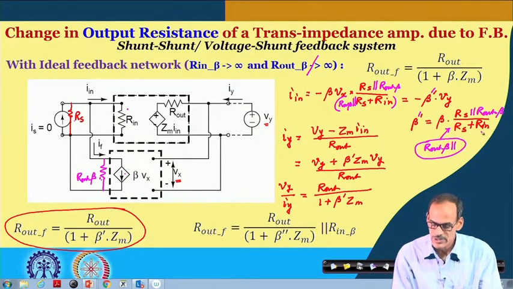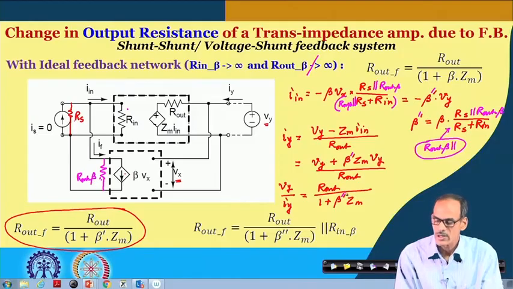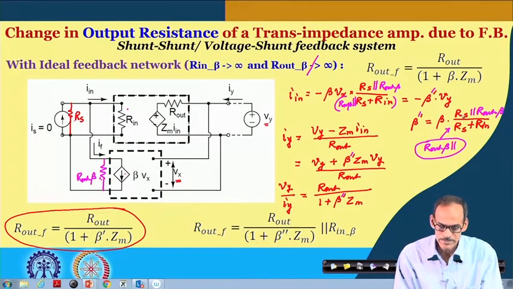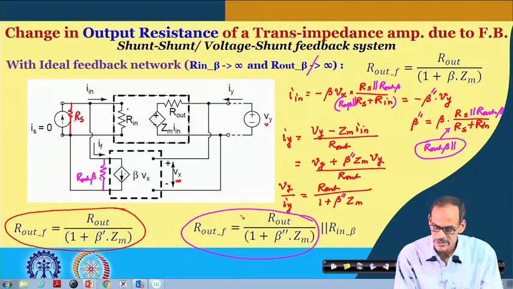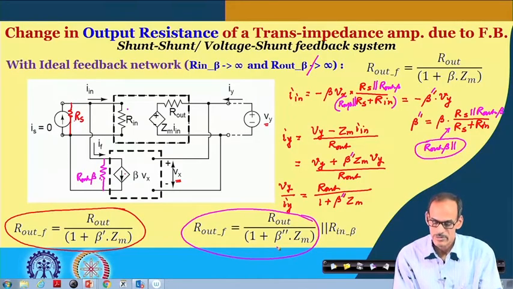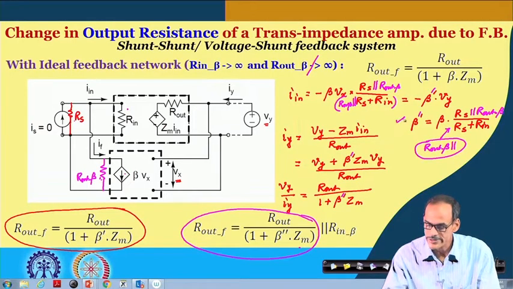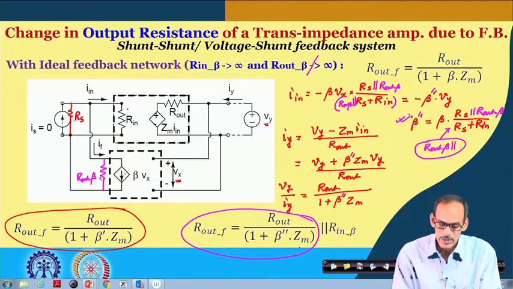The rest of the derivation will be the same, except this beta dash needs to be changed to beta double dash, and the expression of beta double dash is given. So, in the end the output resistance changes to R out divided by 1 plus beta double dash into Z m, where the beta double dash expression is given here.